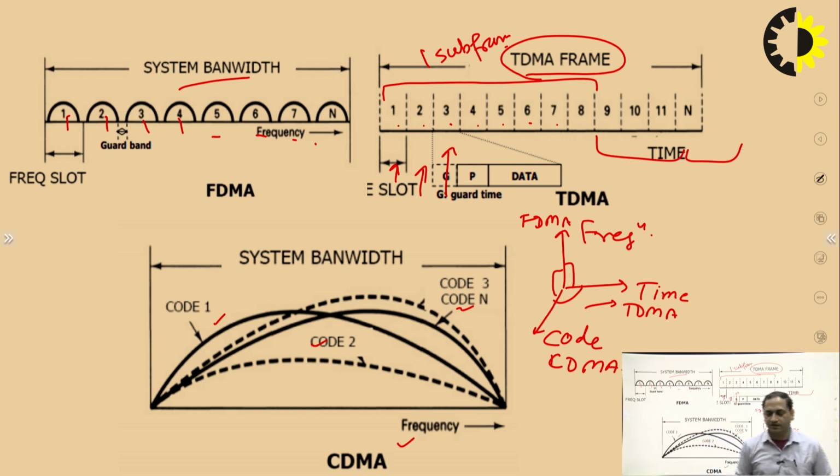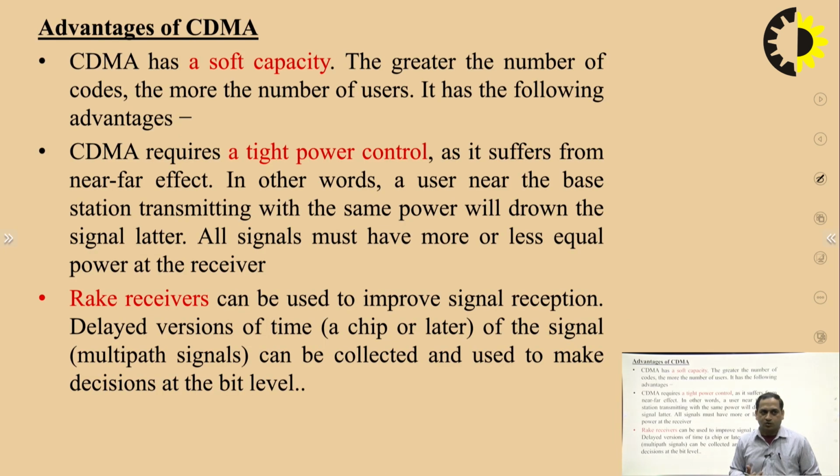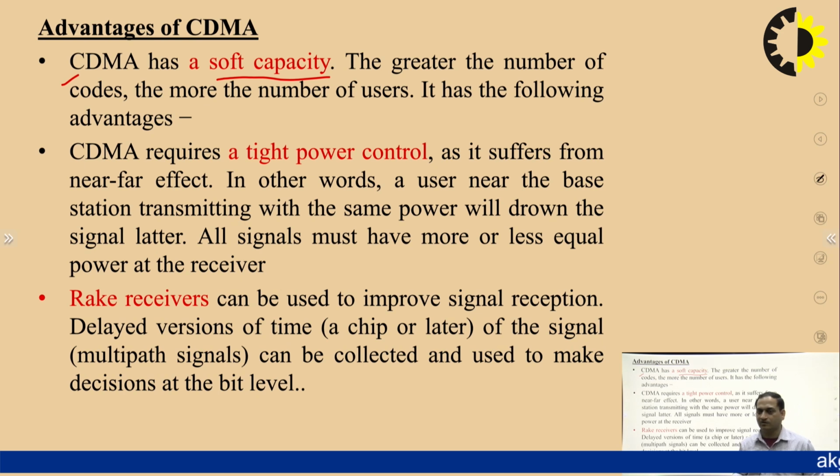Okay, so in this way we access the common channel, and after accessing the channel, we combine all the data by using multiplexing techniques. There are some advantages also in the CDMA system. Let's go one by one. CDMA has a soft capacity, and the greater the number of codes, the more the number of users. The CDMA system also requires a tight power control system.